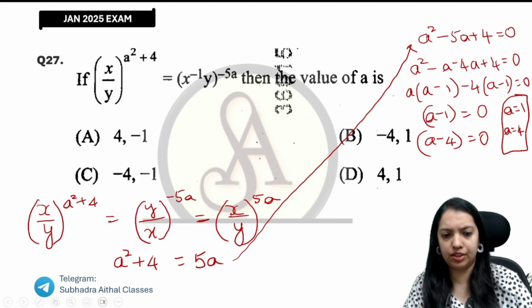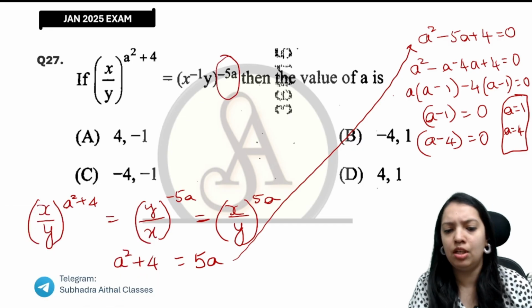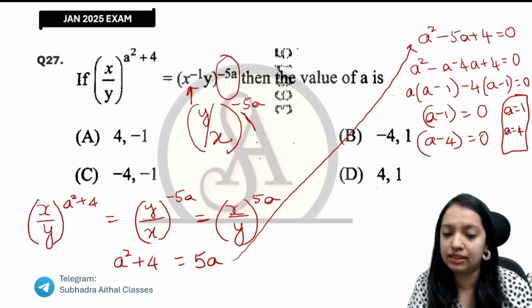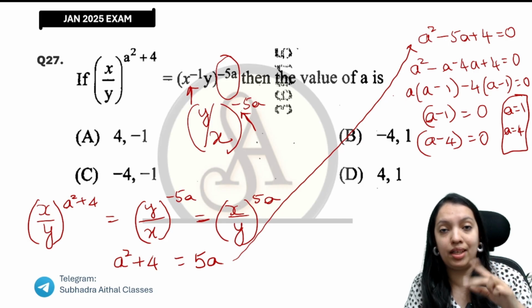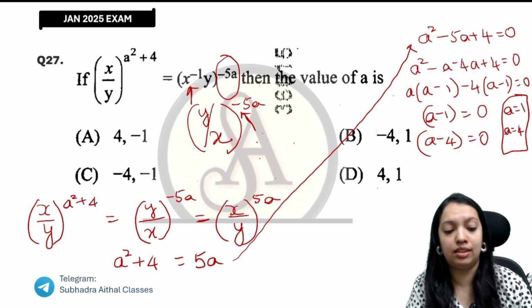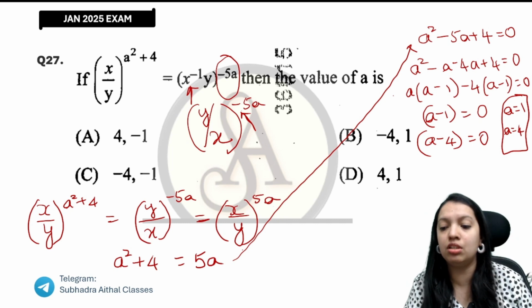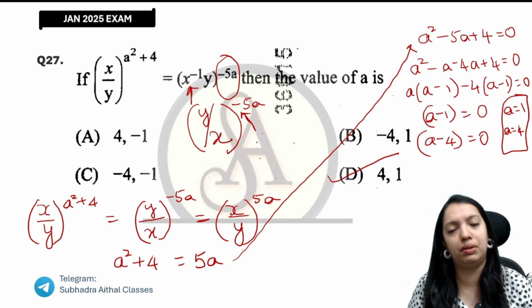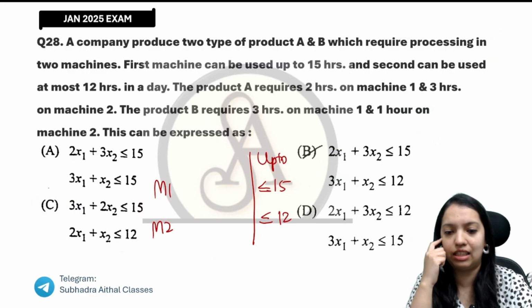Next question is from the indices topic where you have a negative sign in the power. Please be careful about this. Whenever you have a negative sign, this can be written as y divided by x whole to the power of minus 5a, and because again there is a negative power, you take the reciprocal, it will become x by y to the power 5a. Both are the same. Equate the powers, a square plus 4 is equal to 5a. Solve this quadratic equation, you end up getting the values as plus 4 and plus 1. Option D is correct.